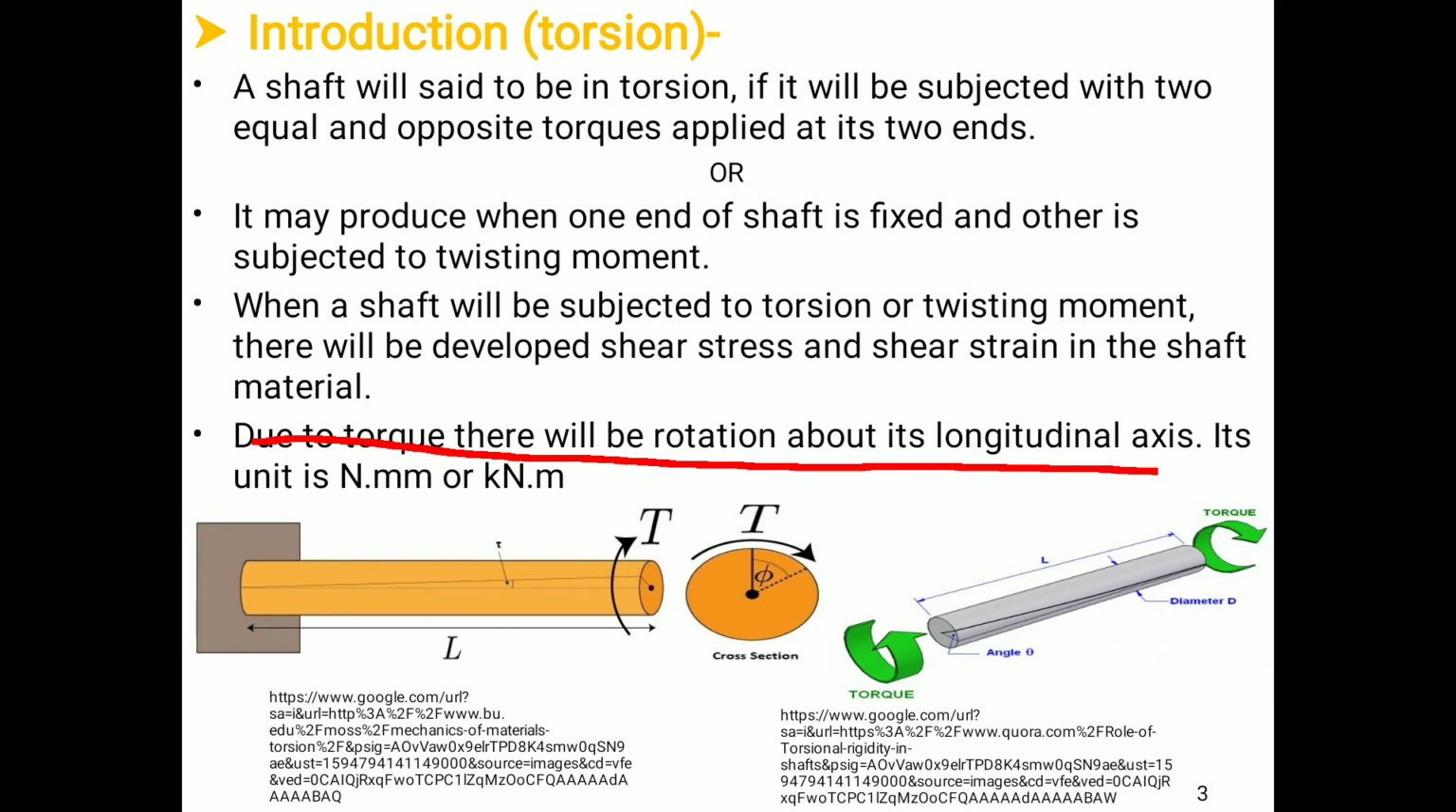And the unit of torque or the torsion is Newton mm or kilonewton meter, because it is a twisting moment or a couple which is applied onto the shaft, and all of you know that a twisting moment or couple has the unit of Newton mm or kilonewton meter.